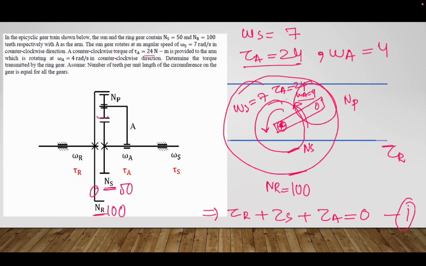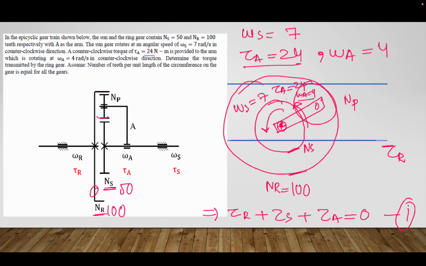Okay, so we have this last question here. Again, we have an epicyclic gear train shown, where we have a sun and a ring gear. The sun gear has 50 teeth, which is ns, and the ring gear has 100 teeth, respectively, with a as the arm.